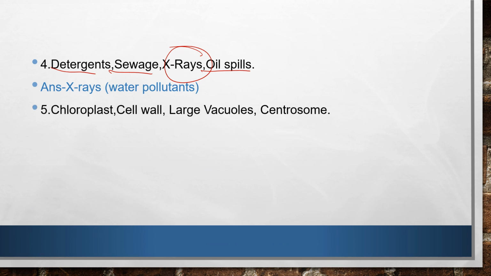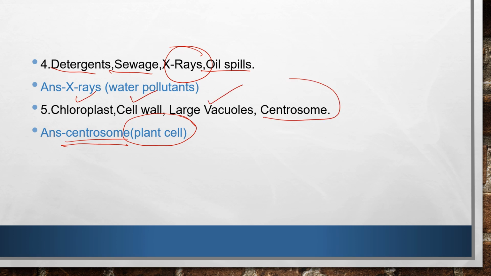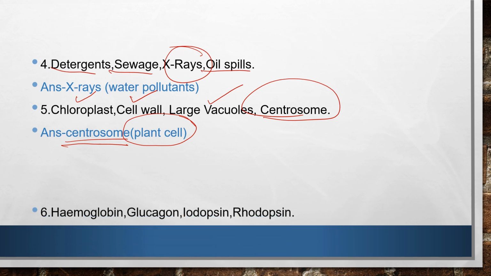Next one is the chloroplast, cell wall, large vacuoles and centrosome. So the centrosome is the odd one out because all others are part of plant cell. Chloroplast, cell wall and large vacuoles are part of plant cell. This is a part of animal cell. So this is the odd one out.